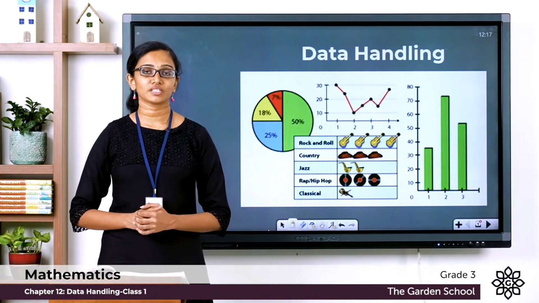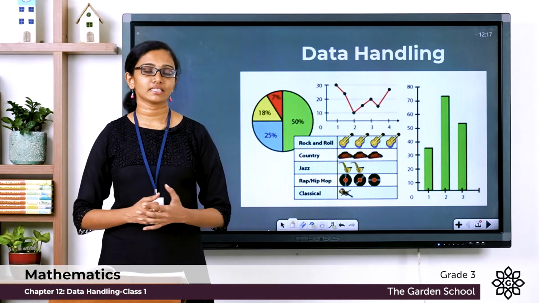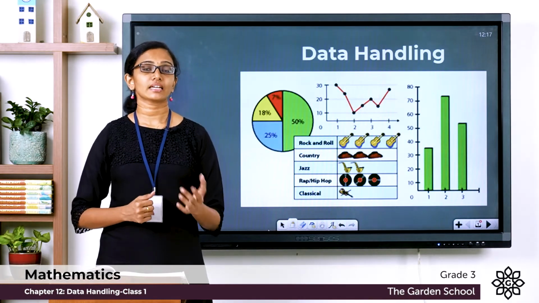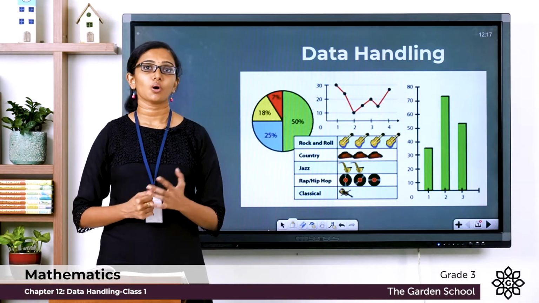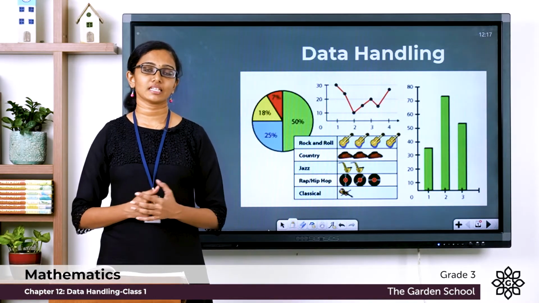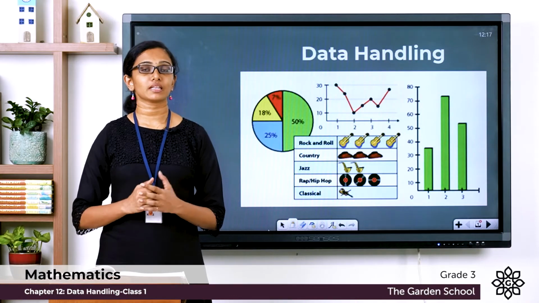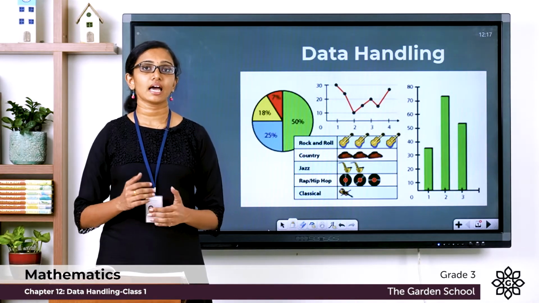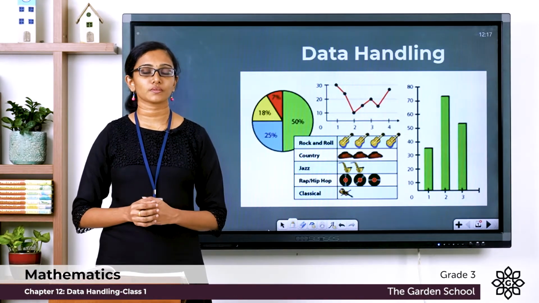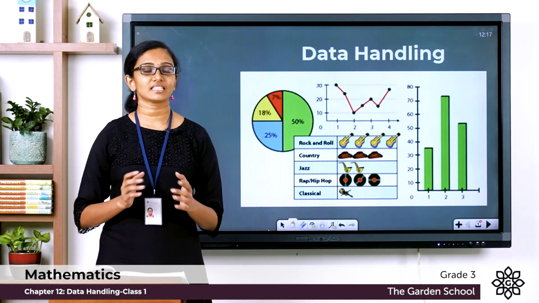Before moving into the chapter, what do you mean by data? You can say a collection of information or facts can be called data. In this chapter, we are going to learn about the different methods of collecting data and representing that in various forms. And this process is called data handling.